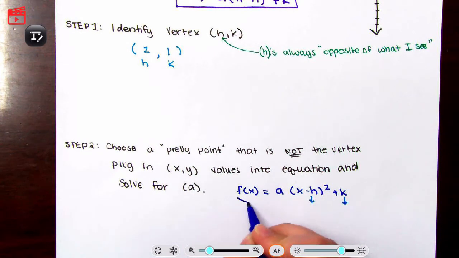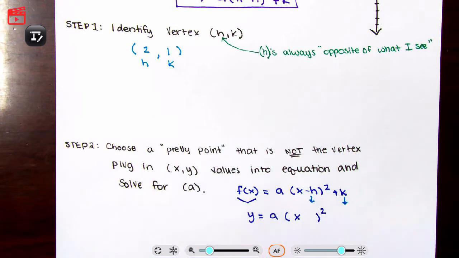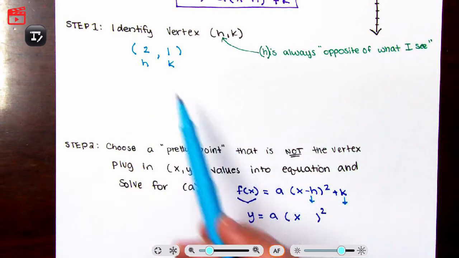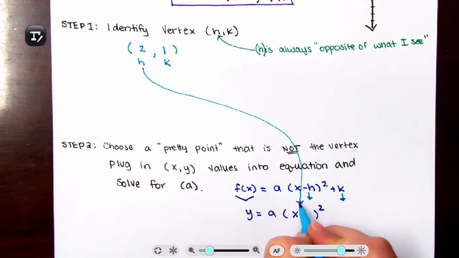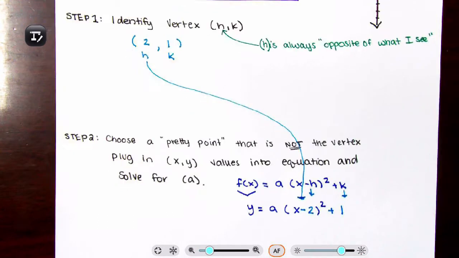So let's write this out. I'm going to choose to write this as a y, equals a times x squared. Now I know what my h is. My h is a 2. So I'm going to do the opposite of what I see. If I see a 2, I'm going to write minus 2. And your k stays the same. So if I see a 1, I'm going to do a plus 1.